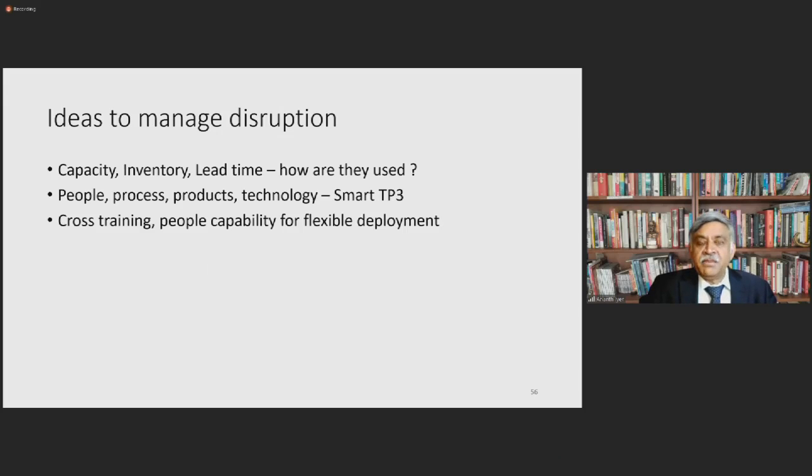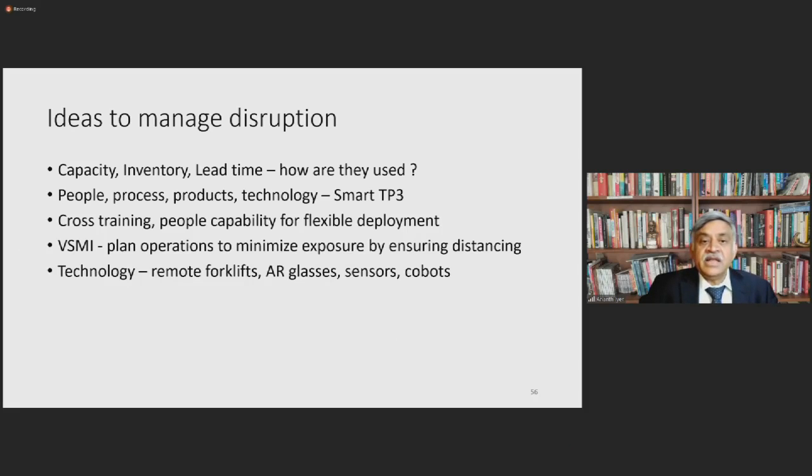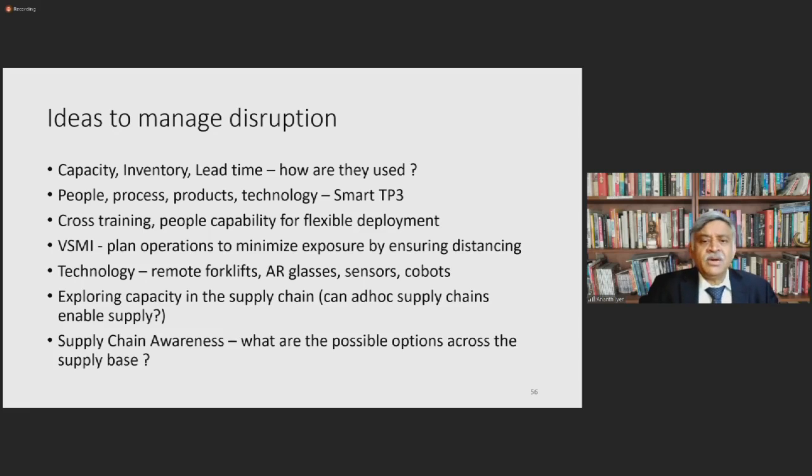And some of the ideas we've been thinking about is how cross-training of people can help with flexible deployment. If somebody doesn't show up, somebody else helps out. Value stream mapping, keeping track of potential for infection, and therefore minimizing exposure. And technology, remote forklifts, which we just announced recently, AR glasses, sensors, cobots, etc., all towards improving productivity and helping people operate. And some of the other ideas we're thinking about is can we create some ad hoc supply chains, and how can we make people aware of the entire supply chain so you can identify where the bottleneck is and fix it. Next slide, please.